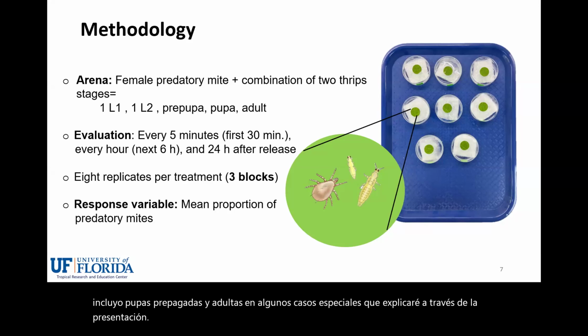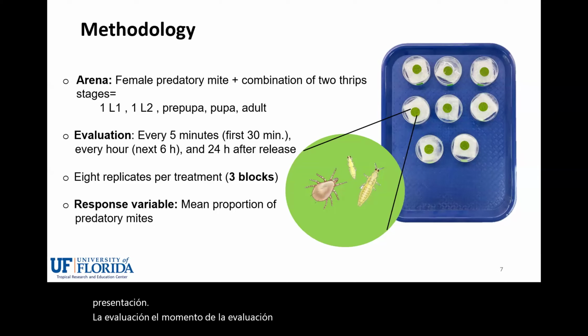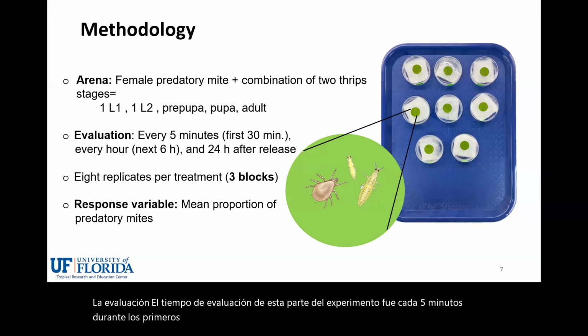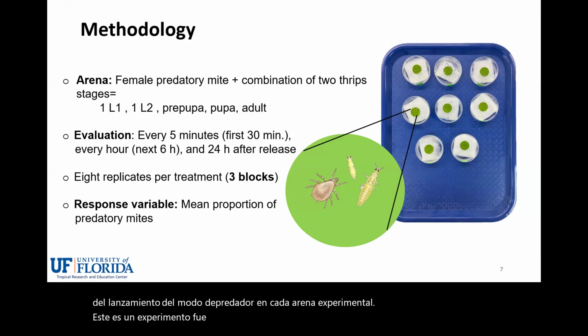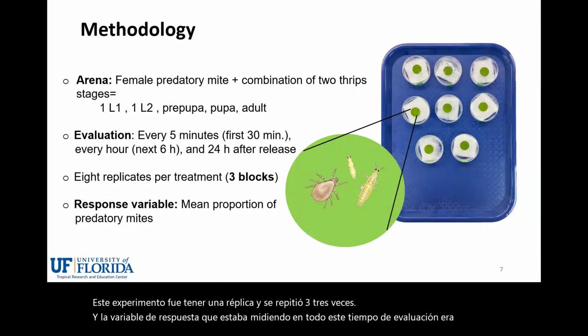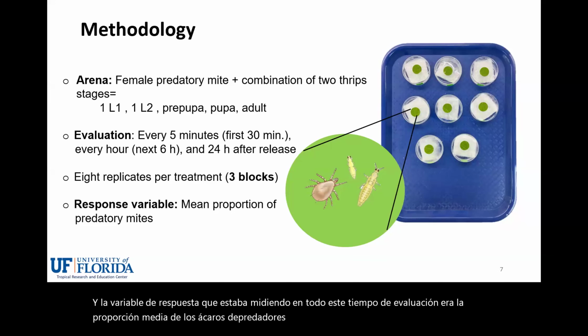The evaluation of this part of the experiment was every 5 minutes for the first 30 minutes, every hour for the next 6 hours, and 24 hours after the release of the predatory mite on each experimental arena. This experiment had 8 replicates and was repeated three times. And the response variable that I was measuring at all these evaluation times was the mean proportion of the predatory mites that made a choice for one of the offered stages according to the treatment.